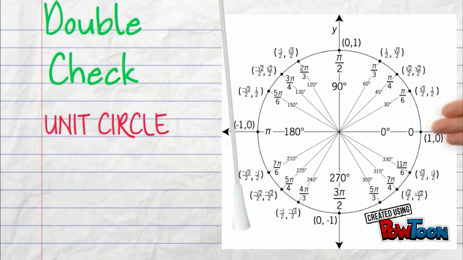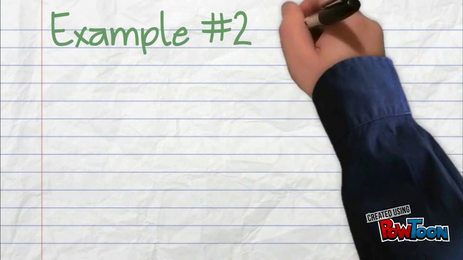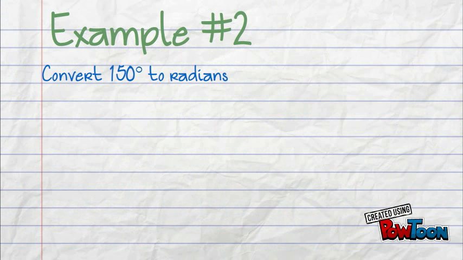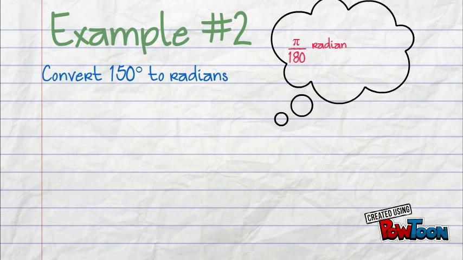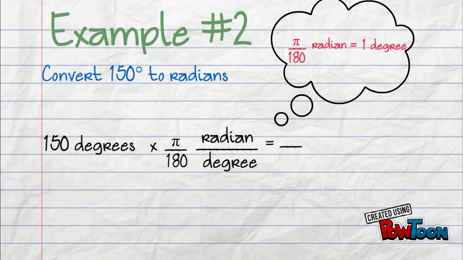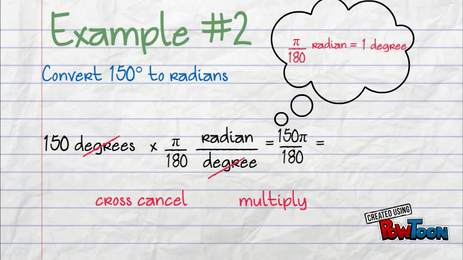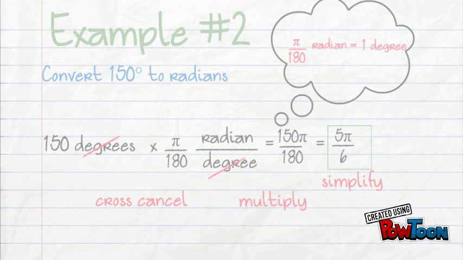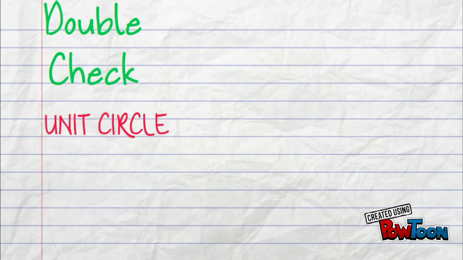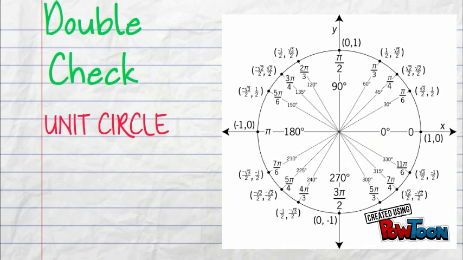So if we double check that with our unit circle, you could see that pi over 3 is equal to 60 degrees. Okay, so we're going to start off with example 2, converting 150 degrees to radians. We're going to use the same formula from before. We'll have 150 degrees times pi over 180 radians per degree, and we'll cross cancel, and we'll multiply and get 150 pi over 180. We simplify and we get 5 pi over 6. Okay, double checking again with our unit circle, we can tell that 5 pi over 6 does equal 150 degrees.